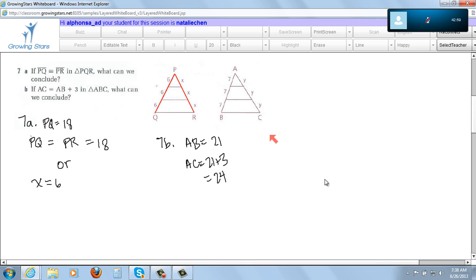Can you find the value of y? This is correct, AC equals 24 is right. But now we can find the value of y also. Y equals 8. Are you sure? Good. According to which reason?